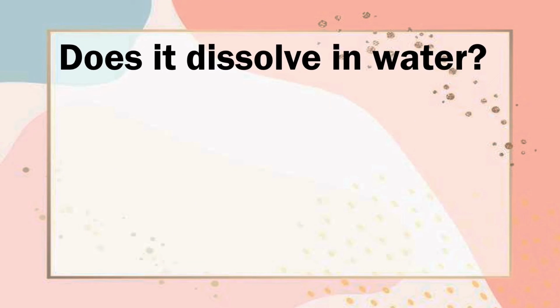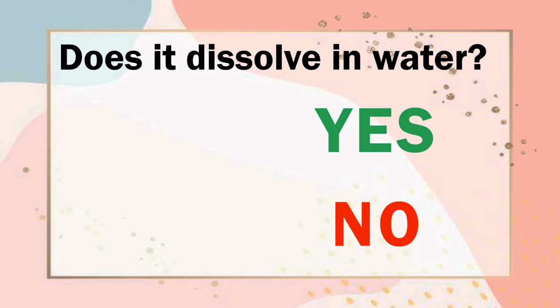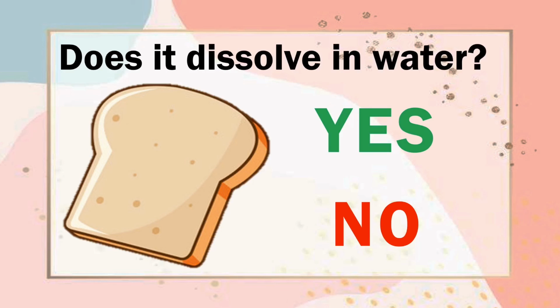Now, here's the challenge. I am going to show you a picture of an object or a thing, and you should answer, does it dissolve in water, yes or no only. Let's begin. What is this? This is bread. Bread is food made of flour, water, and yeast or another leavening agent mixed together and baked. Does the bread dissolve in water? Yes or no? If your answer is no, you are correct. Bread doesn't dissolve in water.